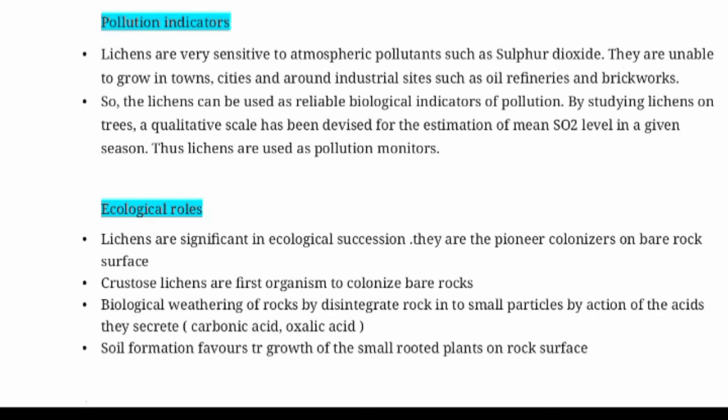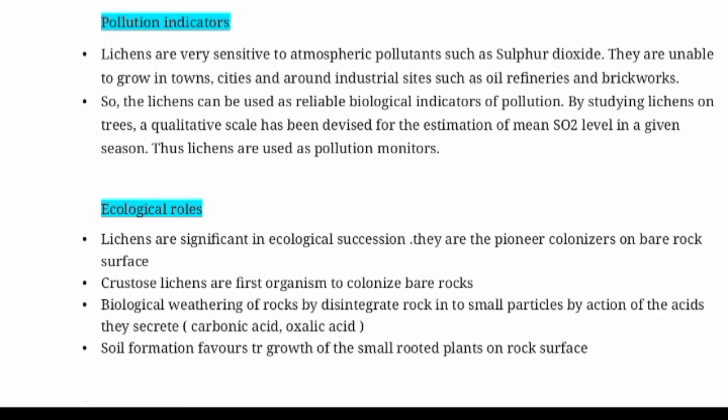Lichens as pollution indicators. Lichens are very sensitive to atmospheric pollutants such as sulfur dioxide. They are unable to grow in towns, cities, and around industrial sites such as oil refineries and brickworks. So, lichens can be used as a reliable biological indicator of pollution. By studying lichens on trees, a quantitative scale has been devised for the estimation of mean sulfur dioxide level in the given season. Thus, lichens are used as pollution monitors.